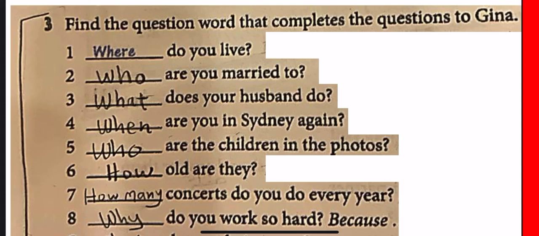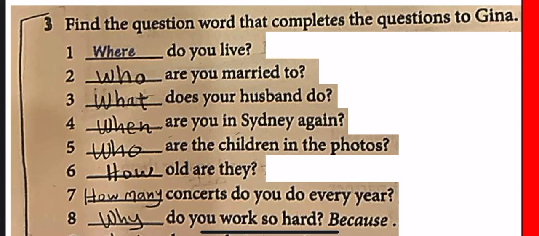Wh-question: what, plus does, the auxiliary verb, plus your husband, the subject, and then do, the main verb. Main verb do, subject your husband, auxiliary verb does, wh-question what. So here we put does because the subject is singular. If the subject is plural, we will put do. But here the subject is singular, and here we have the main verb do.